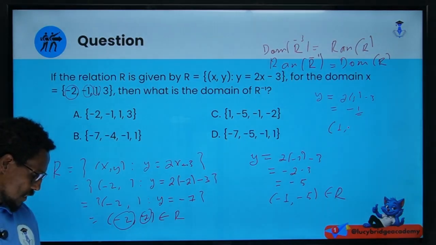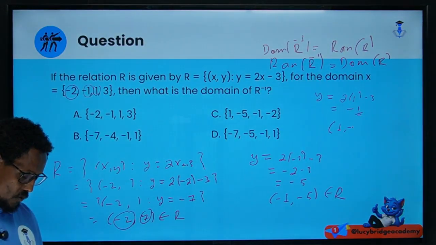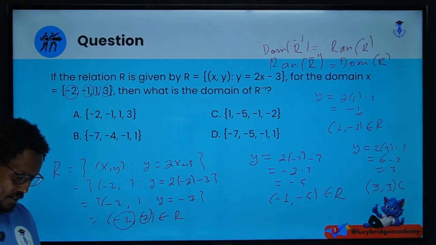The last one is when x is 3. Yes, that means y is equal to 2 times 3 minus 3, which is equal to 6 minus 3. How much is it? 3. So y is equal to 3. What about x? x is 3. (3, 3) is an element of what? r. Okay, therefore r means, let me see on the next page.